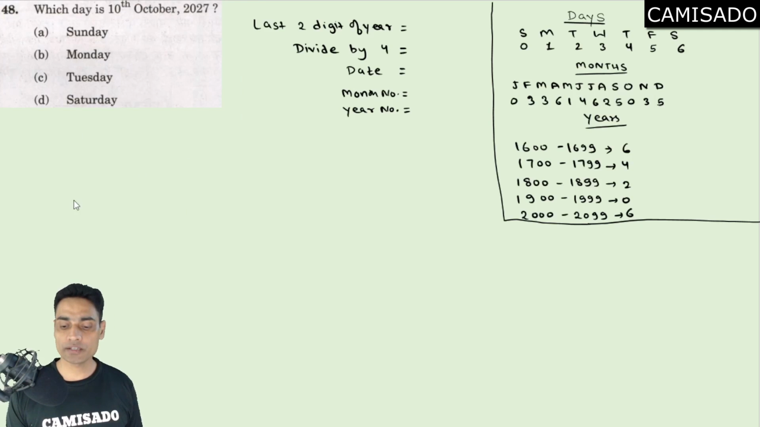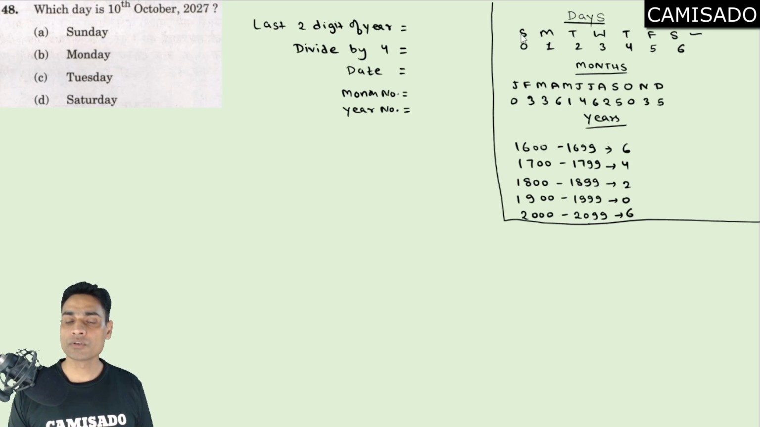Now coming to next question number 48. Now this question is related to calendar. Actually you can take a screenshot of this particular thing, because it will be very helpful if you keep this in mind about days, months and years. In that way you can easily find out which day or which date of the year has which day related to it. So days I have made Sunday, Monday, Tuesday, Wednesday, Thursday, Friday, Saturday. So for Sunday 0, Monday 1, then 2, 3, 4, 5, 6.